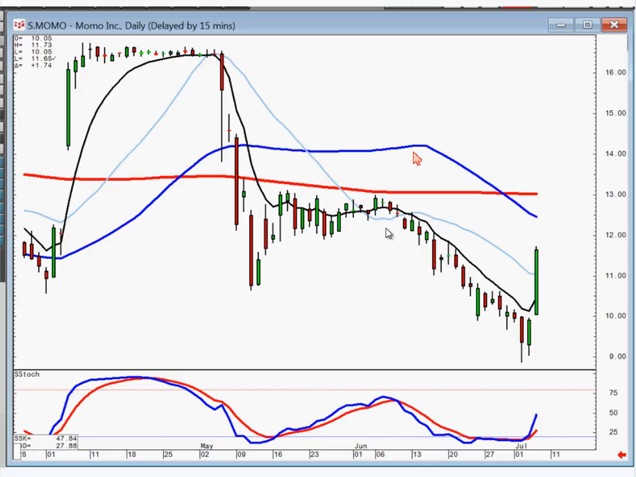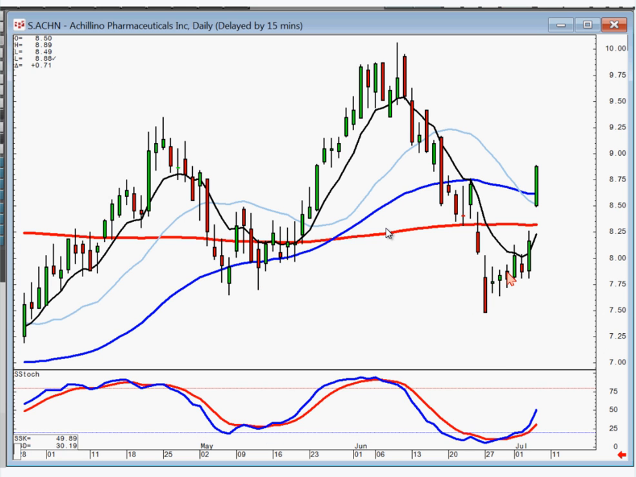Momo just broke out. One to keep an eye on. ACHN, another big breakout. Where is it likely to move? Well, supported here. Probably going to go to the top of the trend channel. Is that worthwhile? That's going to be about a 15% upside potential.